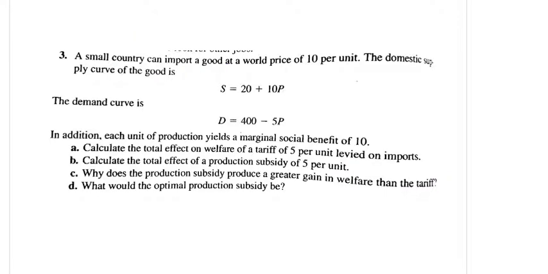A small country can import a good at world price of 10 per unit. The domestic supply curve of the good is given as follows, which is S equals 20 plus 10p, and the demand curve is D equals 400 minus 5p. In addition, each unit of production yields a marginal social benefit of 10. We will refer to this as MSB, which is equals to 10.